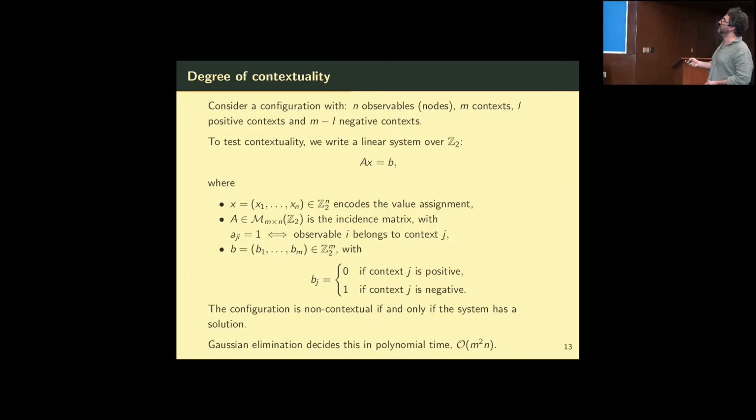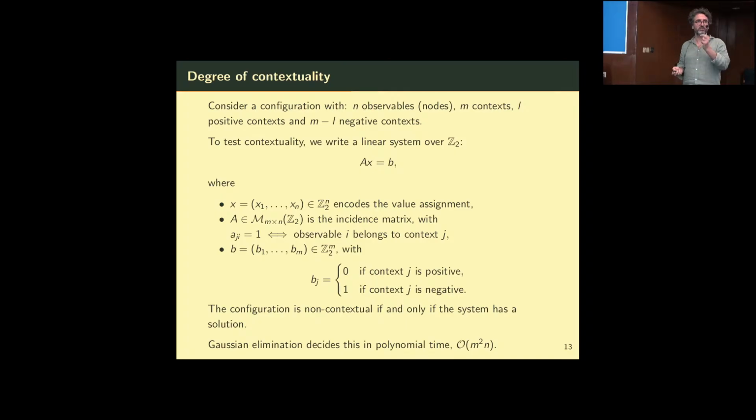So again, X is an n-dimensional vector over Z2. A is an m by n matrix. So m contexts for the lines, n columns to be compatible with this vector. A_JI equals 1 if the observable I belongs to the context J. And the vector B corresponds to the constraint: 0 if you have a positive context and 1 if you have a negative context. And to decide if the configuration is contextual, you need to check if AX equals B has a solution. This can be achieved with Gaussian elimination. We have an algorithm, the Gaussian elimination, that allows you to answer this question with a complexity m squared n, which is okay for the application I will show you in a minute.